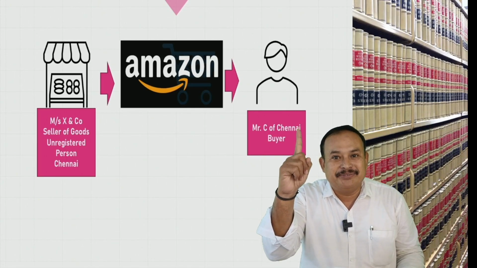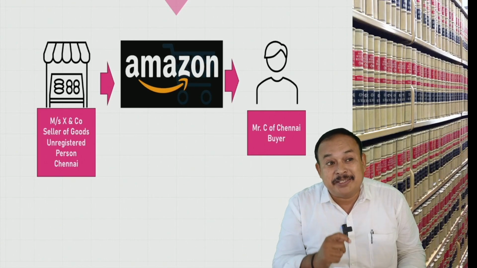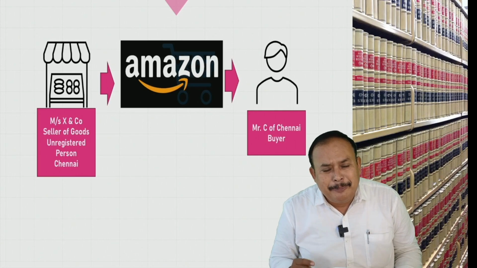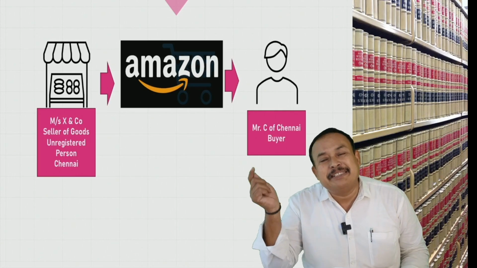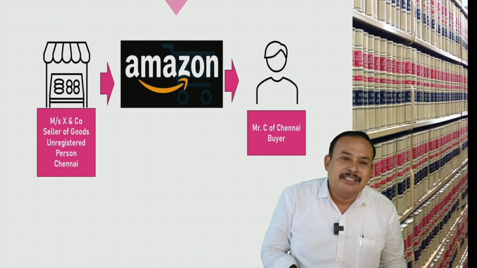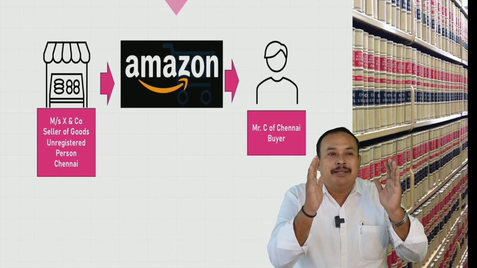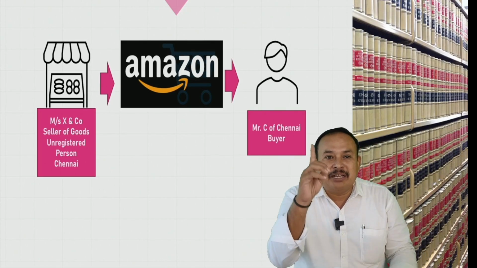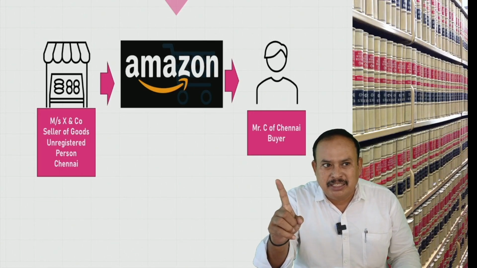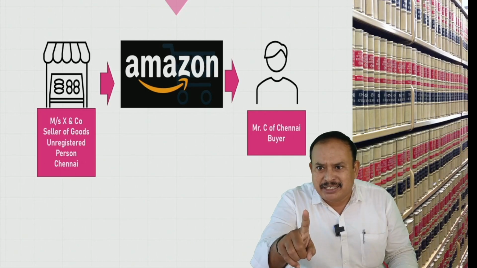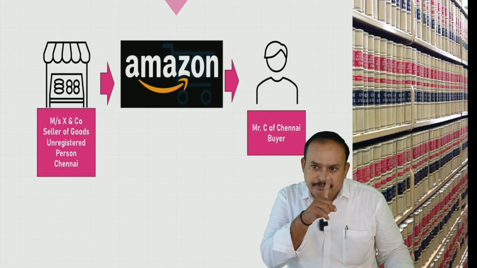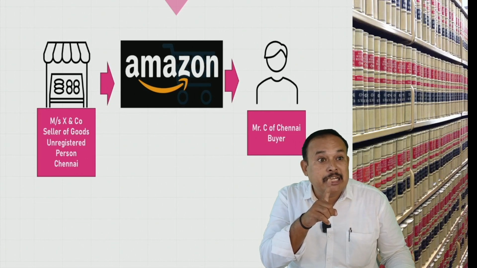Conditions apply. What conditions apply? Look on the screen. Where is the seller located? Where is the recipient buyer located? Intra or inter? Now look, XN company, condition number 1: you are allowed to supply the goods to the e-commerce operator even without having registration. Only intra-state supply. Understand, only intra-state supply.